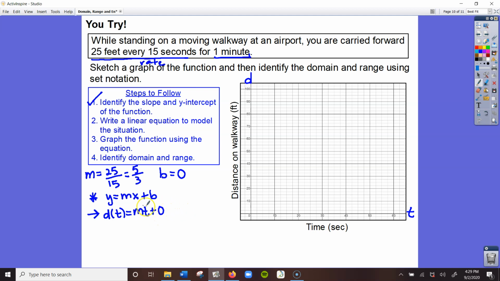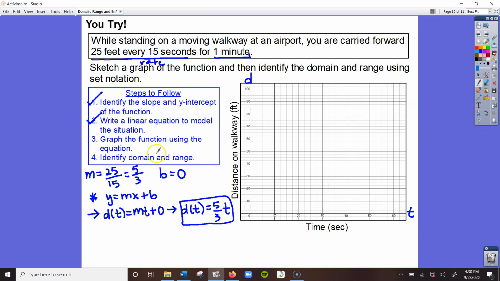And now I'm going to fill in the slope. Sorry, I put plus 0 because the y-intercept is 0. I kind of skipped a step. So the equation of our function is going to be d of t is equal to 5 over 3 t. And since the y-intercept is 0, we don't need to write plus 0. So we've written our equation.